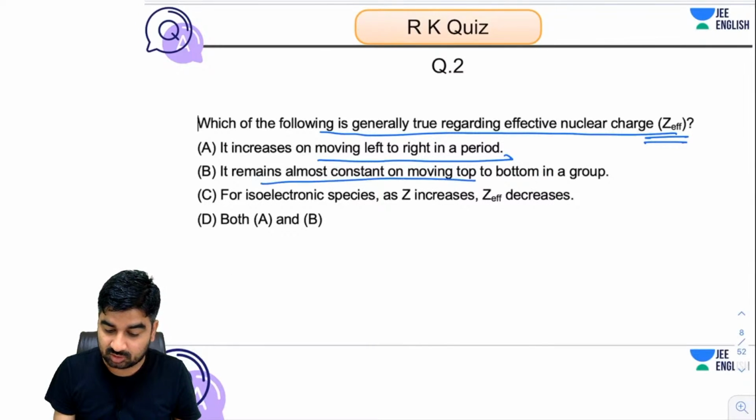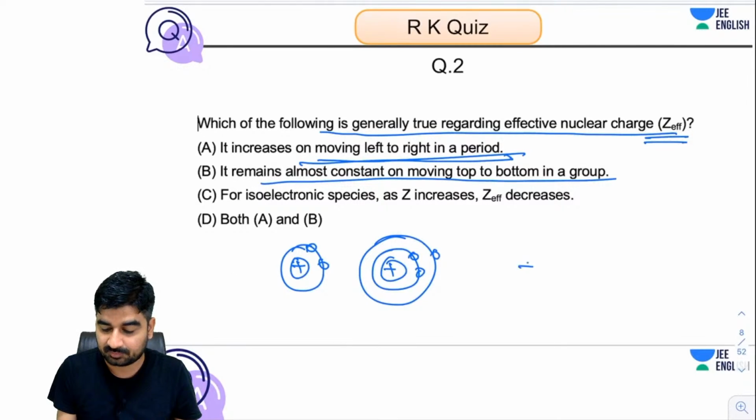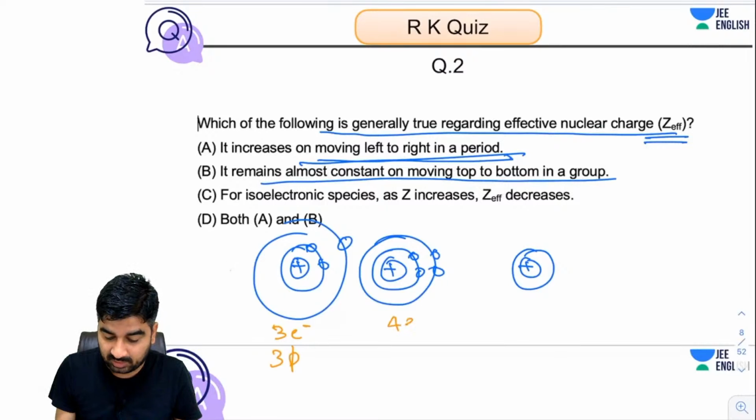It remains almost constant on moving top to bottom. So what should be the value? When we are moving left to right, what is happening exactly? There are 2 electrons. When we are moving right, 3. Here we have just 3 electrons, 3 protons. When we are moving right, here we have 4 electrons and 4 protons. And again, when we are moving further right, we have 5 electrons, 5 protons.